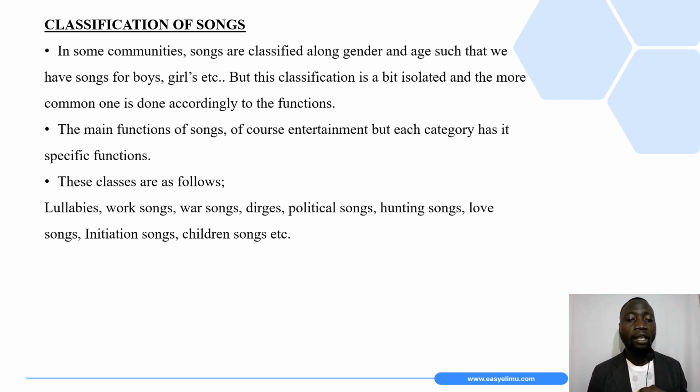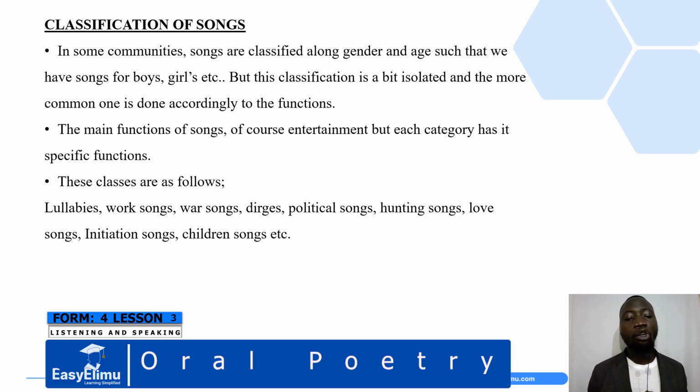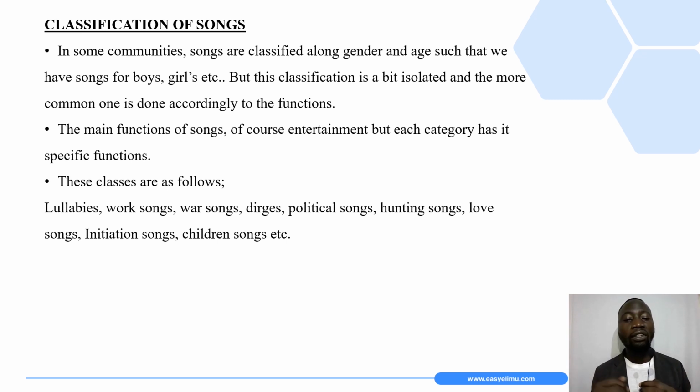Now, talking about the classification or the subgenres. We have lullabies, work songs, war songs or war poetry, dirges, political songs, hunting songs, love songs, initiation songs, or sometimes we call them circumcision songs. Then we have children's songs, and so on.